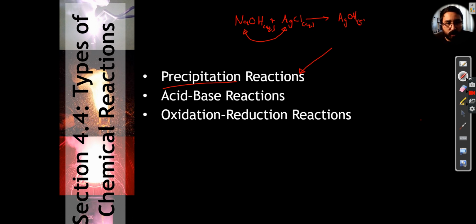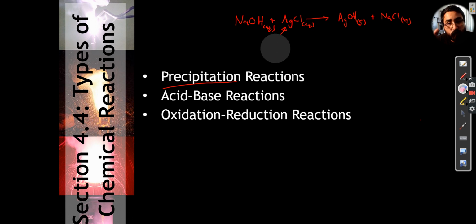And this one forms a solid, and then you form NaCl, and that one is still aqueous because salt water or table salt dissolves in water. NaCl dissolves in water. So since there's still water present, it stays as aqueous. However, AgOH does not dissolve in water. It forms a solid. It forms a precipitate. So that's what precipitation reactions are all about.